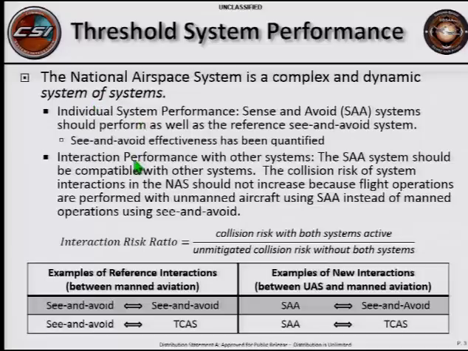We also looked at interaction performance with other systems. Every mid-air collision involves at least 2 or more aircraft. And so we also looked at interaction performance. And this comes into play because the National Airspace System is really a system of systems, and collisions are a result of failed interactions. And so when we developed our requirements, we looked at the risk of interactions. This comes into play, for example, if you have unmanned aircraft that are harder for other pilots to see and avoid, and so that may affect some of your sense and avoid requirements.